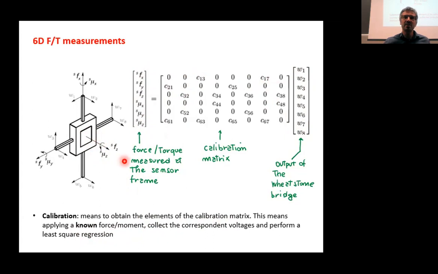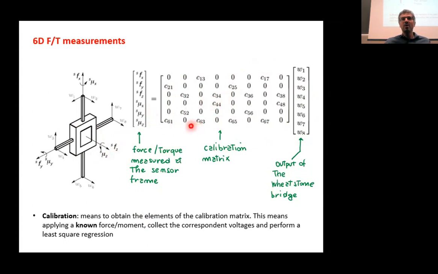And this will create a certain loading: a moment about this axis and a force along this direction. Then we apply 20 kilograms, we get the readings. Then we apply a 20 kilogram weight in the same direction. Then we rotate the sensor by 180 degrees and we do the same. So we try to apply different loadings, and then with least squares regression, we can find out how this matrix looks like.